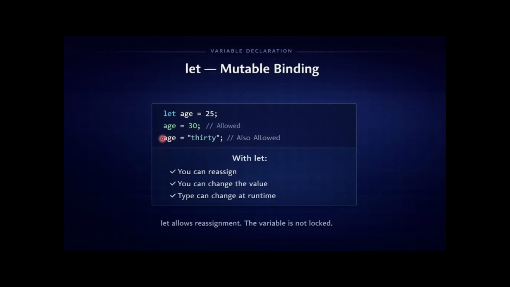The moment the program runs, age is no longer going to be pointing to this or this. It is going to be pointing to this string. And that's exactly when the age variable will become a string. So it allows reassignment. The values are not locked. The final value will be decided at runtime.